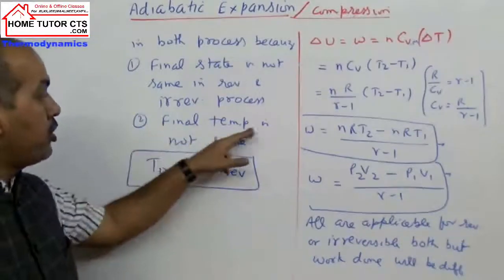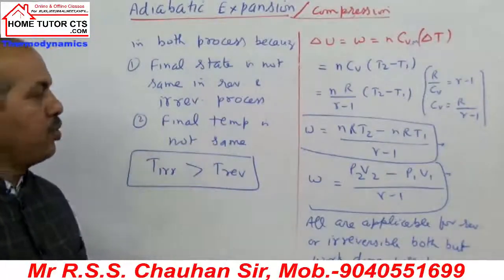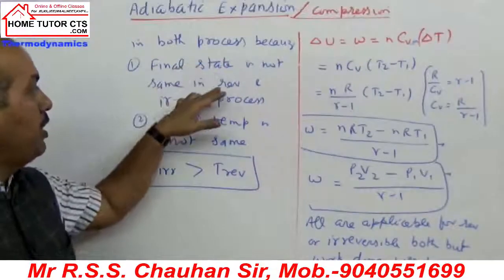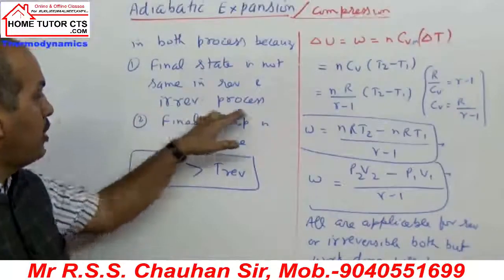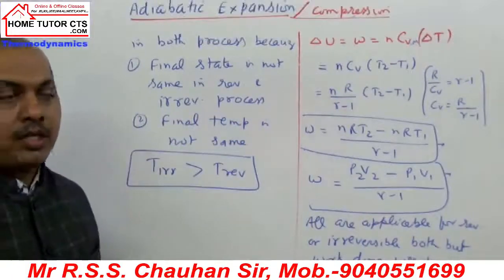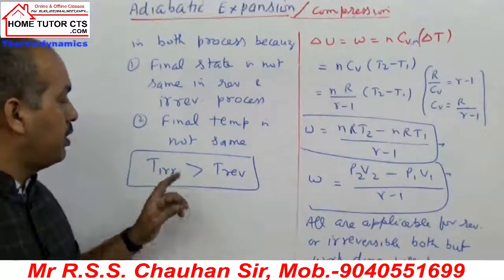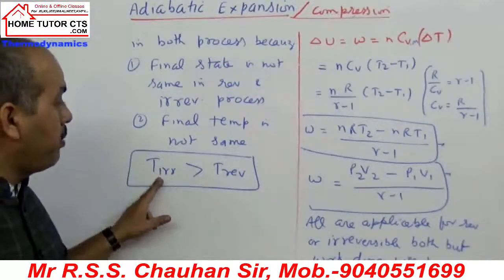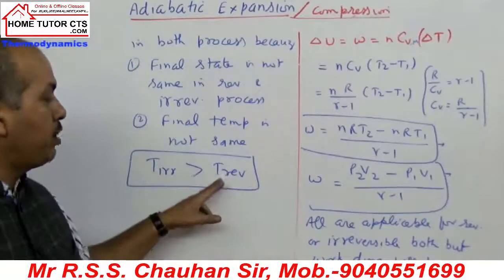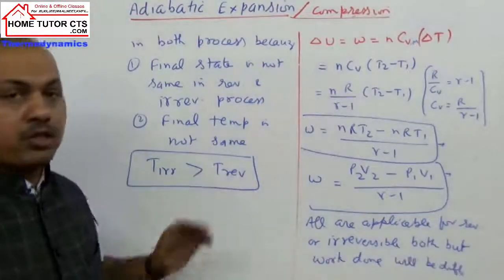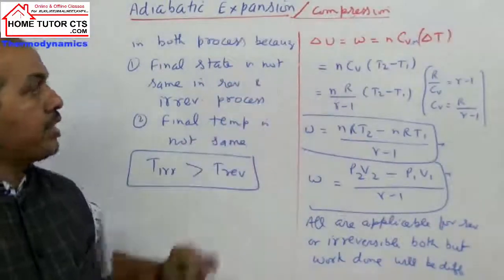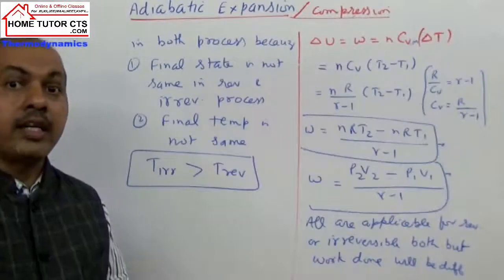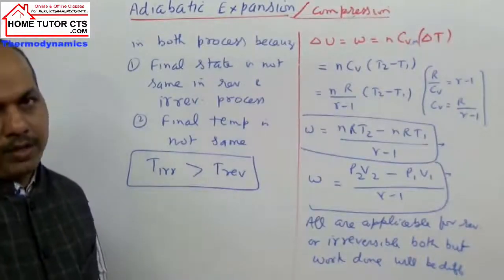That we can say here, delta T will be higher when the change is irreversible as compared to reversible. You can take that the final temperature is not the same in both cases. So for these two reasons, the final state is not the same. The final temperature in the irreversible change will be higher as compared to the final temperature in the reversible process. If it is expansion, the temperature decreases more, with more loss of internal energy, so T will be lower.